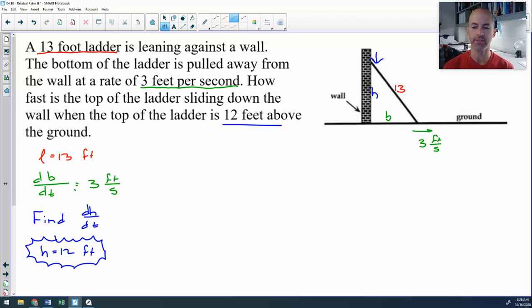The next thing I have to do is decide what formula to use to answer this question. So it is a right triangle. We could find the area, but the area is not going to help. There's nothing mentioned in this problem about the space under the ladder. We're going to use the Pythagorean theorem because all of the information given and the requested information is dealing with the side lengths of that triangle. So b squared plus h squared is 13 squared. And there is my formula. And now we will find the derivative of that.